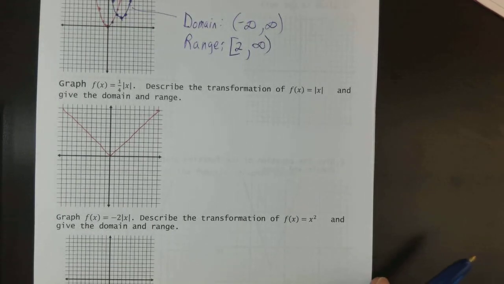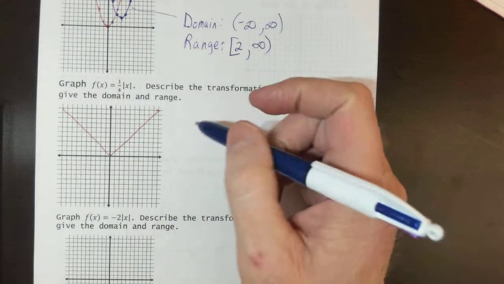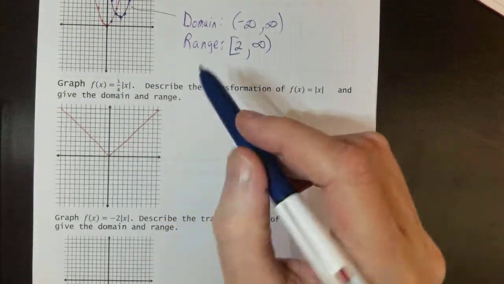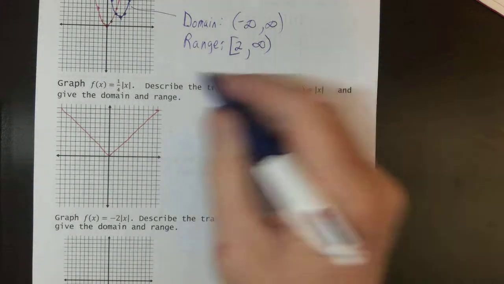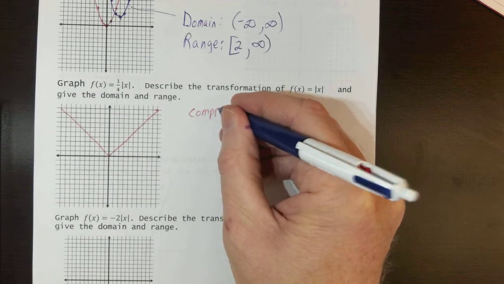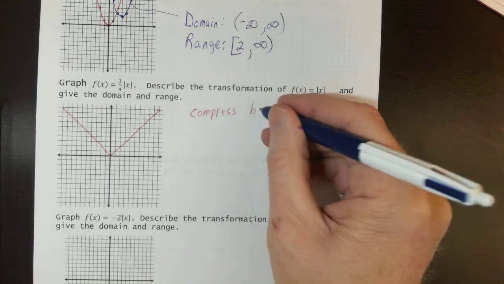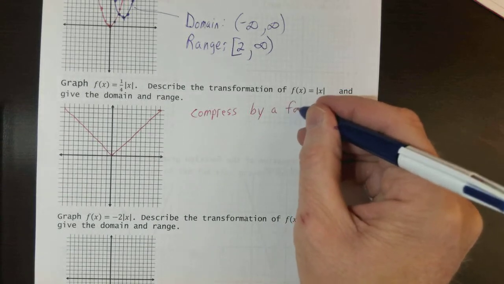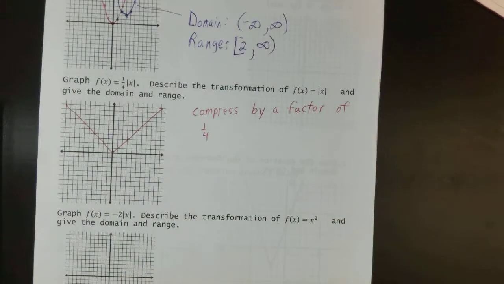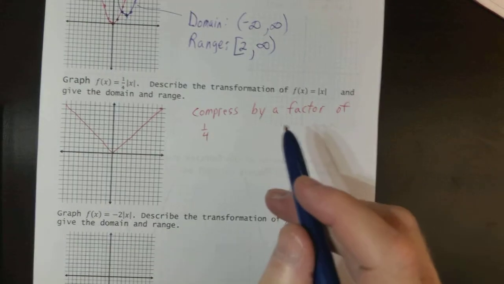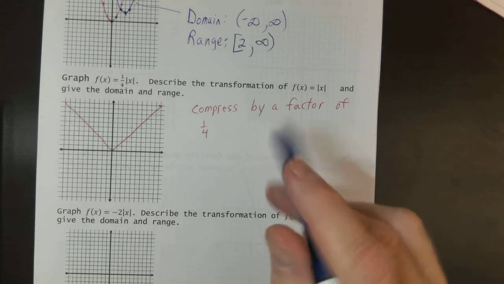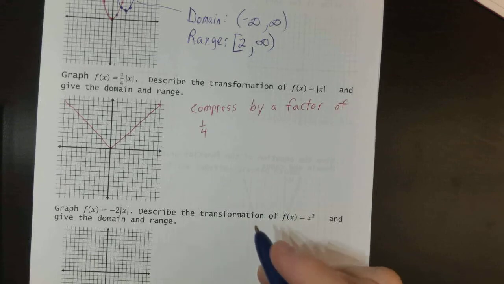And the transformed function is 1/4 of the absolute value. So we are going to compress by a factor of 1/4. Now, we could do this within the tables, and that may not be a bad idea. Let's try it two ways. Let's just try it with the graph, though, also.